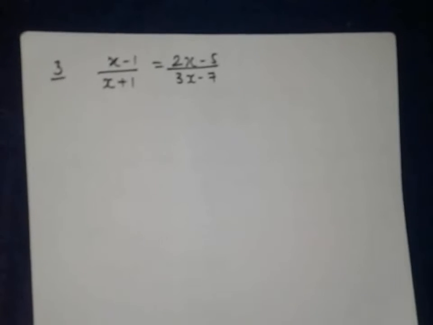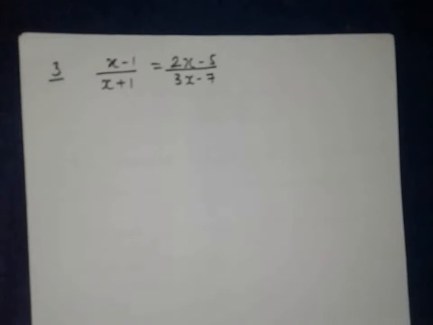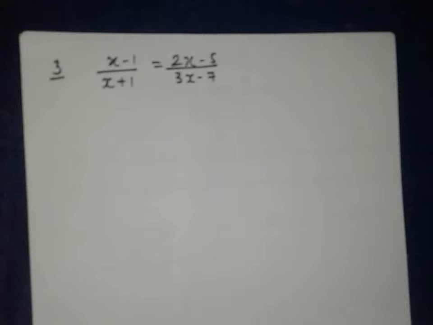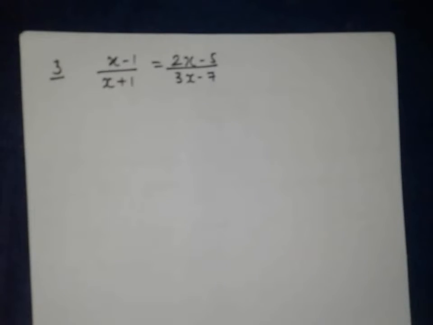Next question I am taking is (x minus 1) upon (x plus 1) is equal to (2x minus 5) upon (3x minus 7). Now this equation contains a fraction on the left hand side and the right hand side as well. How do you solve it? First you change it into quadratic form. We did that in the previous question also.